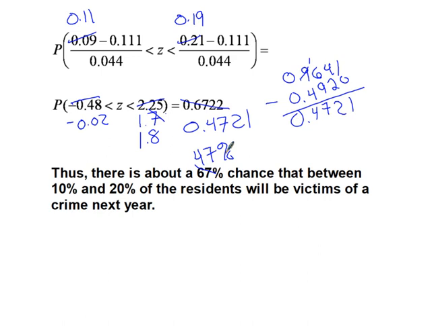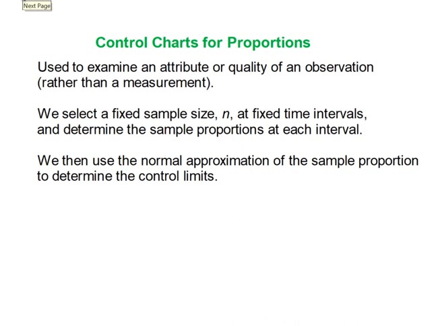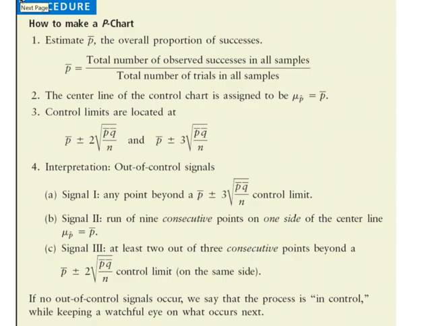Yeah. Again, we can practice those in the rectangles and how to add and subtract that continuous error more in class. You have control charts that go with these proportions. It's used to examine an attribute or quality of an observation rather than a measurement. We select a fixed number of size n at fixed number of time intervals and determine the sample proportions at each interval. We then use the normal approximation for the sample proportions to determine the control limits. So basically this is all saying we're going to use your standard deviation and your p in a way, that idea of 2 standard deviations and 3 standard deviations way to get your control limits.